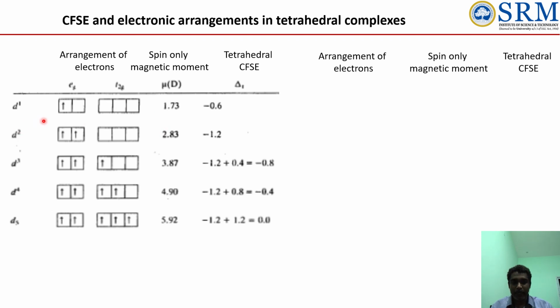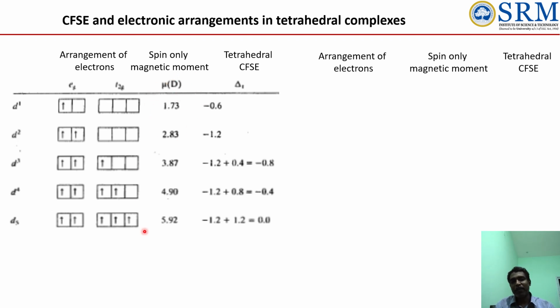Why? Let's say again in d1, it is going to E. It has a stabilizing factor of 0.6, right? How do you calculate the spin only magnetic moment? The formula is square root of n into n plus 2, where n stands for the number of unpaired electrons. In this case, it is 1. So n is 1, 1 into 1 plus 2, that is square root of 3, that is 1.73 is the value, you get it, right?